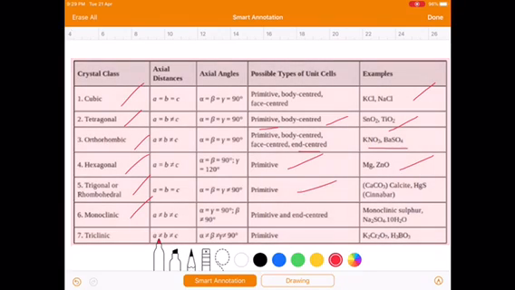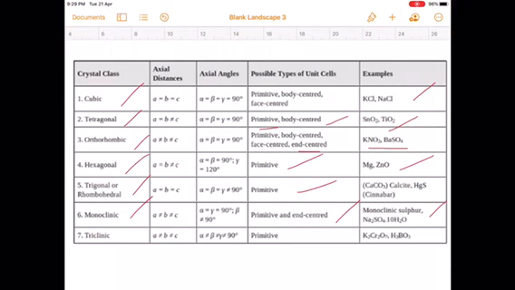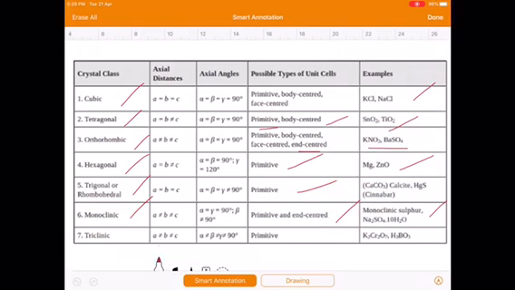Sixth one, monoclinic. Primitive and end-centered are the possible variations. Monoclinic sulfur and sodium sulfate decahydrate are examples. The last crystal system, triclinic. The only possible variation is the primitive. Example, potassium dichromate and boric acid.